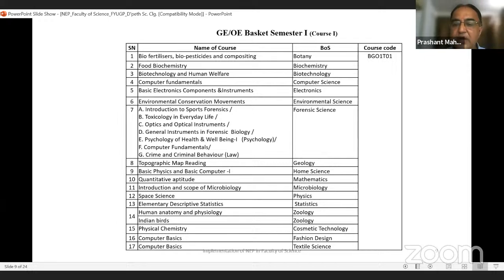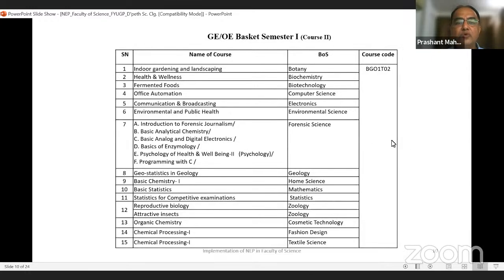Let us see now. I have shown you course 1. Now I am showing you course 2. Semester is 1. Semester 1, course 2. That's why if you see the course code, BGO1T02. Earlier was 01. This is 02.